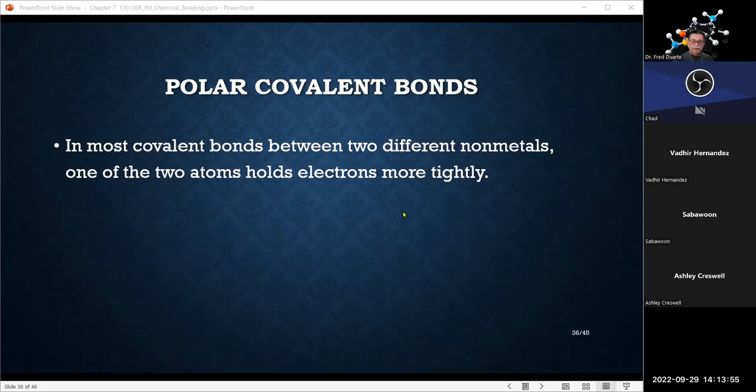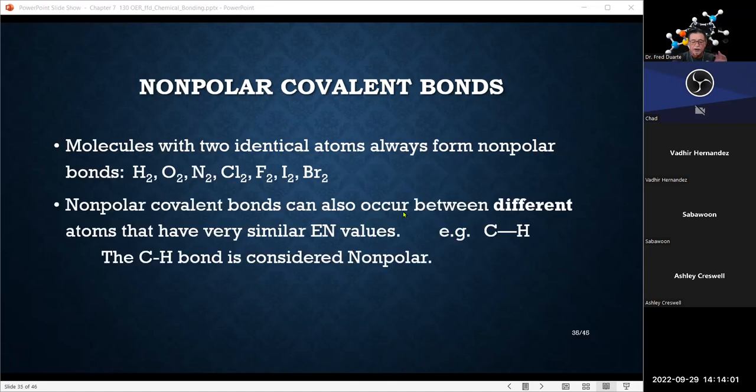Polar covalent bonds, and most covalent bonds are between 2 different nonmetals. Notice again, that's what I use a generic example for nonpolar species. I think of them as A and A, bonded to A and A. Okay, and that includes carbon hydrogen, even though they're different.